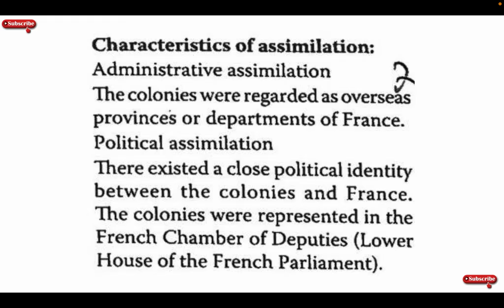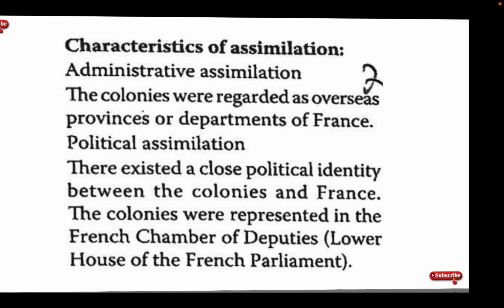Political assimilation. There existed a close political identity between the colonies and France. The colonies were represented in the French Chamber of Deputies, that is, the lower house of the French Parliament.